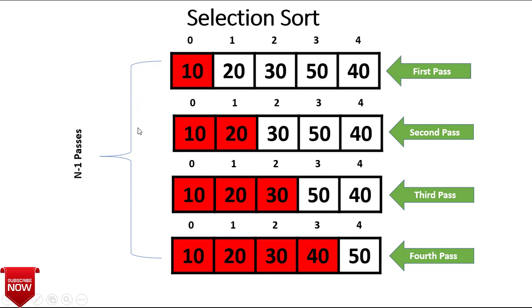Here the total number of passes is n minus 1. Here we can see it. If there is any doubt, you can write it in the comment box. Then I will try to clear your doubts. Total elements were 5 and the number of passes is n minus 1.